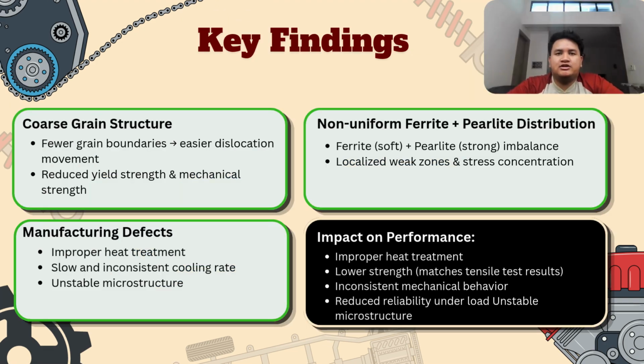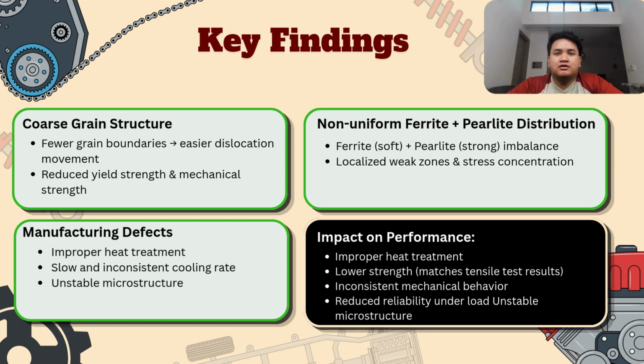Moving on, here are the key findings from our investigation. Simply put, the material is underperforming because it's not strong enough. Our lab test showed a yield strength of only 250 MPa and an ultimate strength of 400 MPa, which are below what we need. The root cause is a bad internal structure.